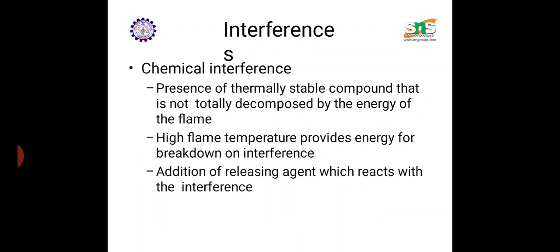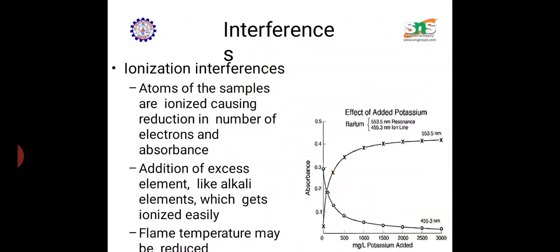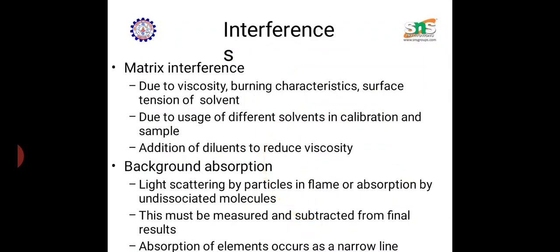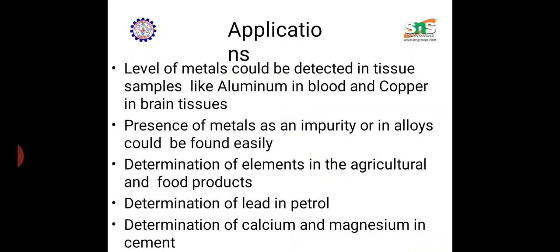In chemical interference, there are thermally stable compounds that are not totally decomposed by the energy of the flame. A high flame temperature provides energy that breaks down the interference. The addition of a releasing agent will react with the interference. So the interferences should be avoided. We will go through matrix interference and background absorption. These are very important from your exam point of view.